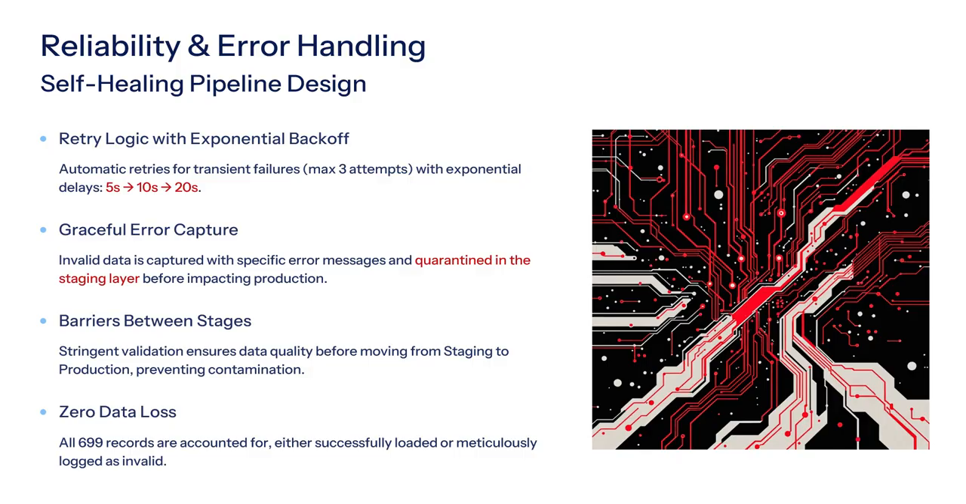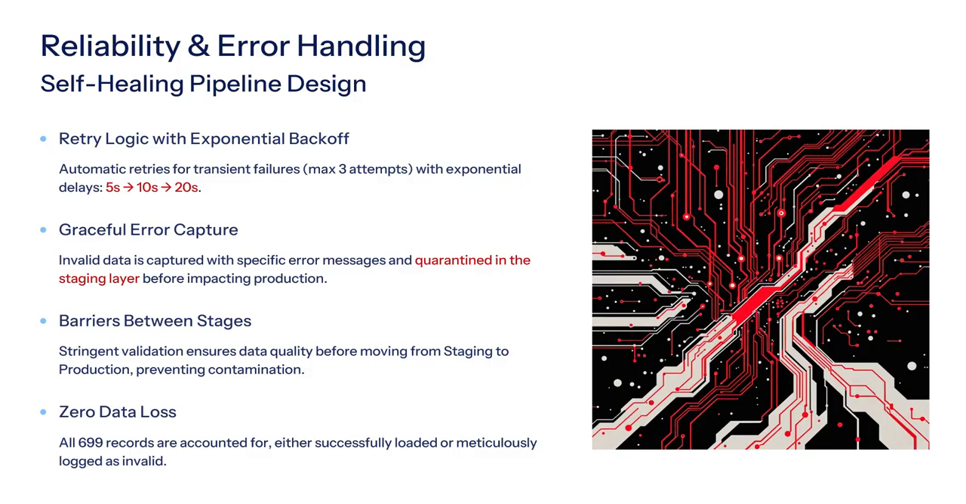Reliability and error handling. So real-world data pipelines fail: network issues, bad files, slow disk, etc. It's normal. That's why we implemented exponential backoff retries, like 5 seconds, 10 seconds, 20 seconds. This prevents overload and allows transient errors to resolve.